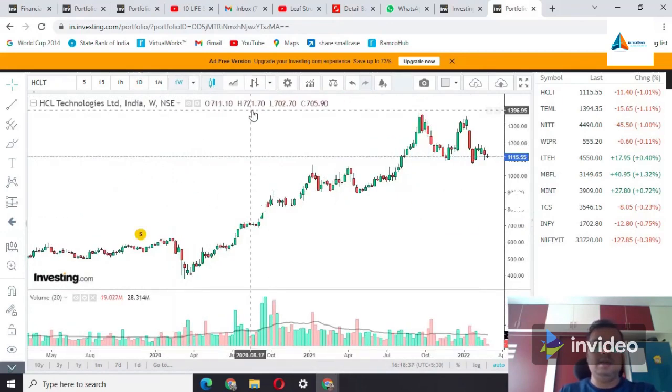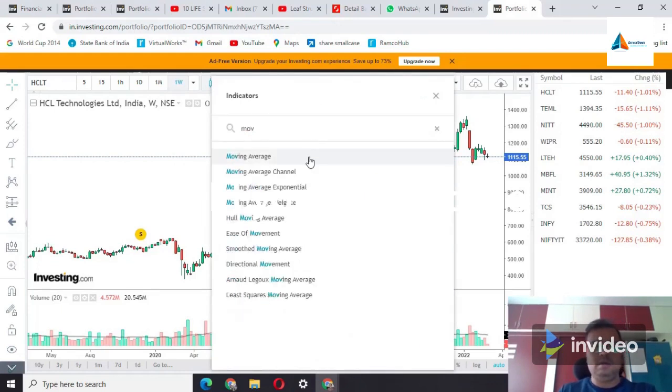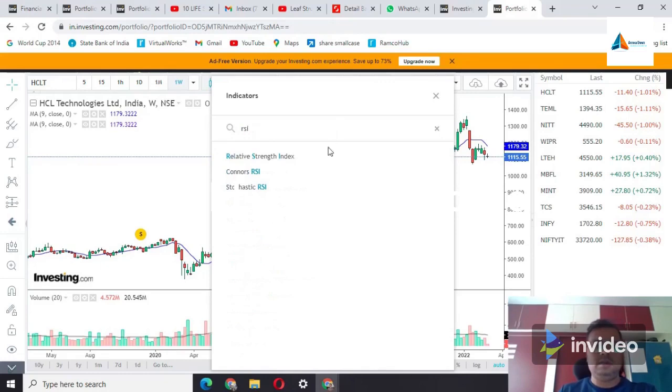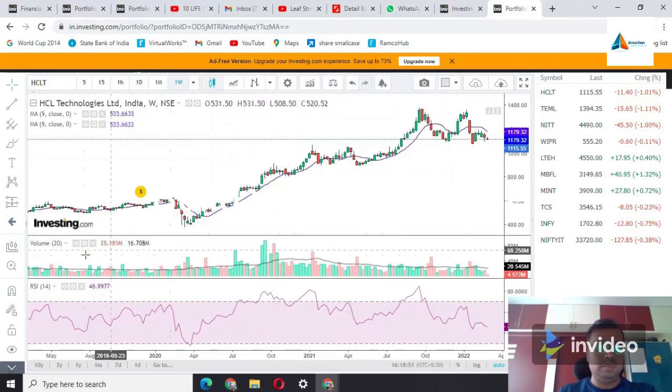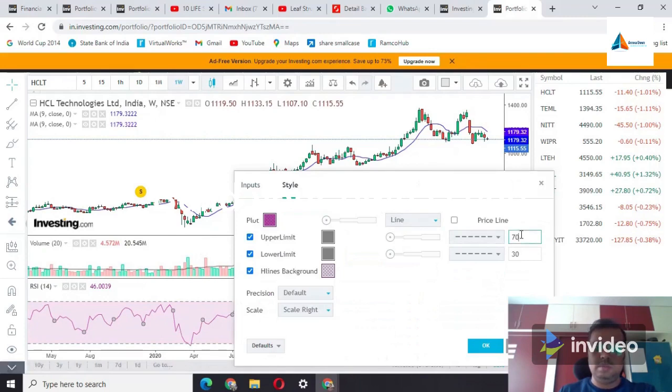Then add two important indicators. One is a moving average. For positional investments, always use moving averages. Then comes the RSI. So put the RSI here. Then change the RSI parameters to 60 on the upper side, 40 here.